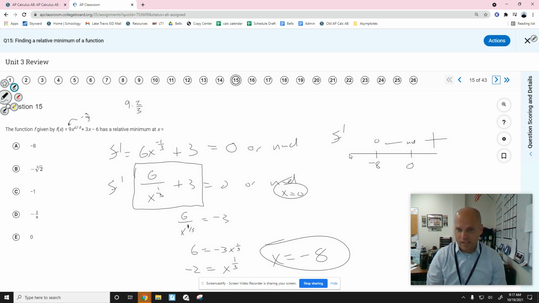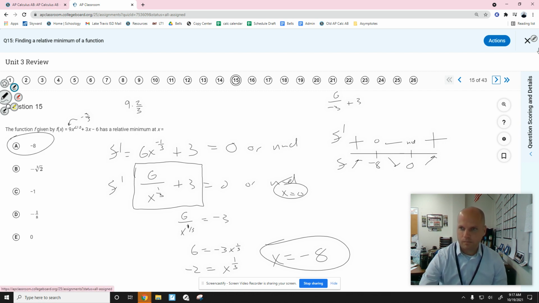Plug in negative 27. Why negative 27? Because the cubed root of negative 27 is negative 3. So let's think about this. 6 over negative 3, plus 3. That's negative 2 plus 3, which is a positive. If I plugged in bigger values, this will get to be a smaller fraction that's negative. Add 3, it'll be positive every time. So that's my sign analysis. I have a max at negative 8. F is going up and down. Must have like a sharp point or something at 0.